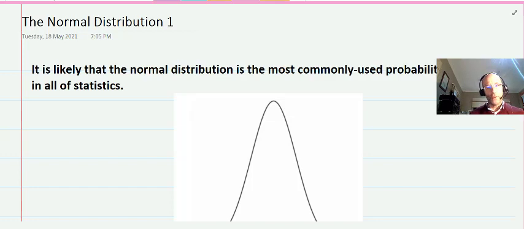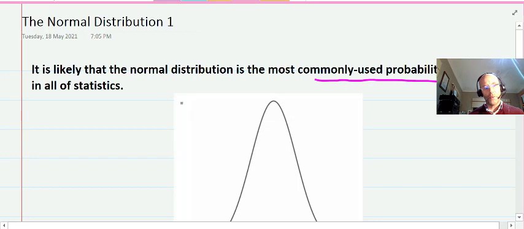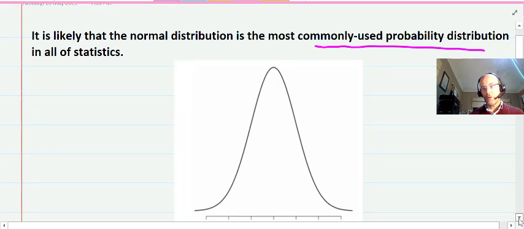This is a rough guide to the normal distribution. Now, it's quite possible that the normal distribution is the most commonly used probability distribution in all of stats. Okay, that's got a good chance of being that way. I haven't gone out and counted it, but tell you what, it's everywhere.